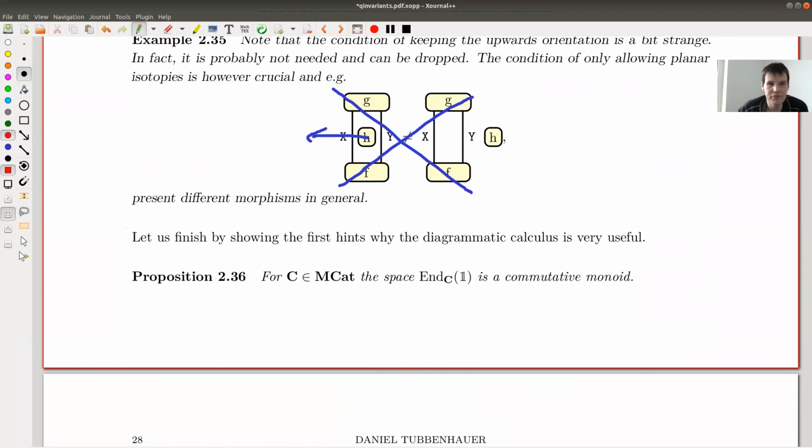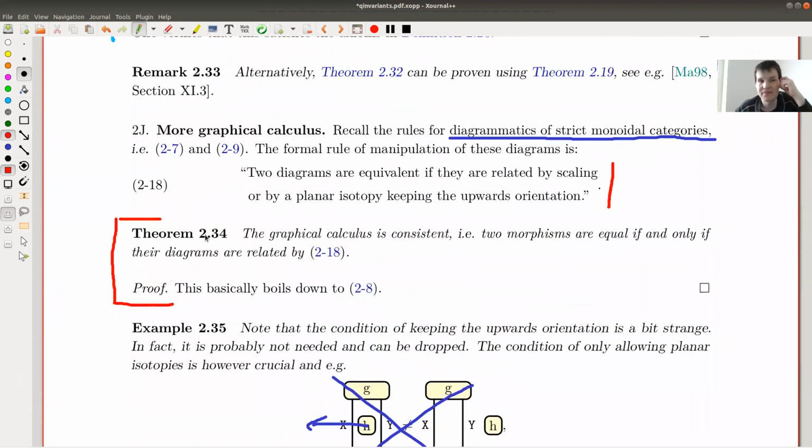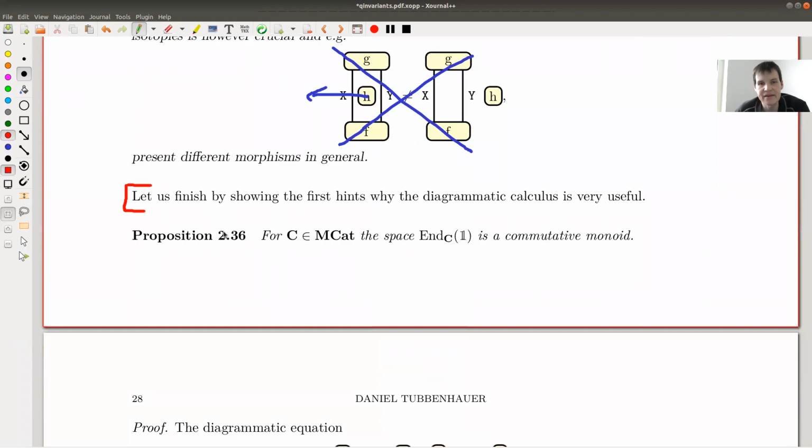A diagrammatic proof of things. The diagrammatic proof is trivial. Okay, if you know theorems 2, 3, 4, and if you know that everything can be strictified, the diagrammatic proof is trivial. If you try to write it down by hand, it's a bit more complicated.